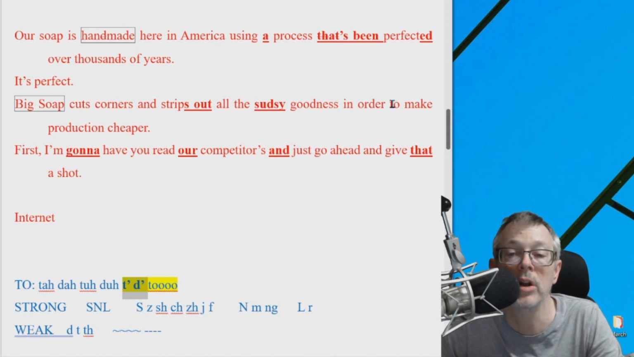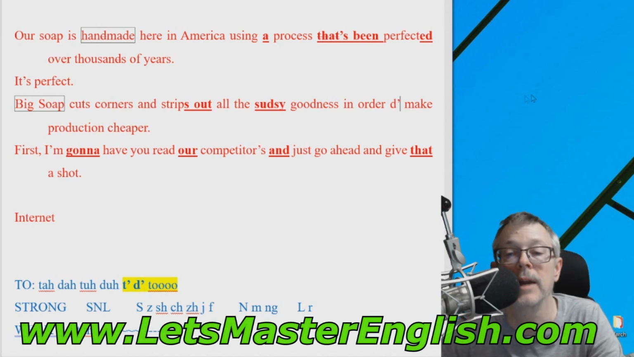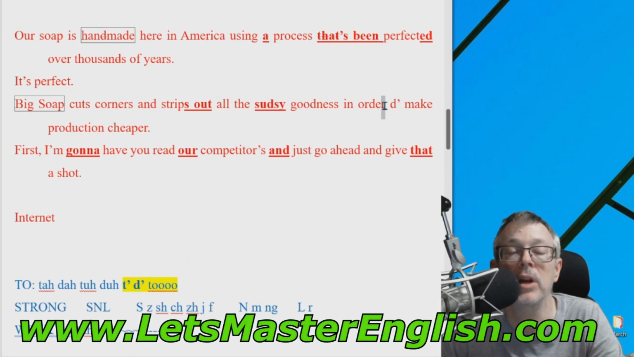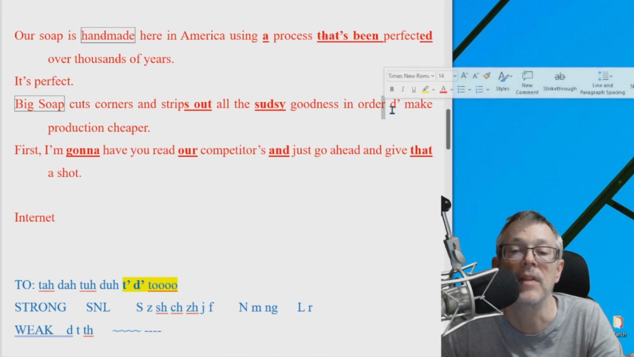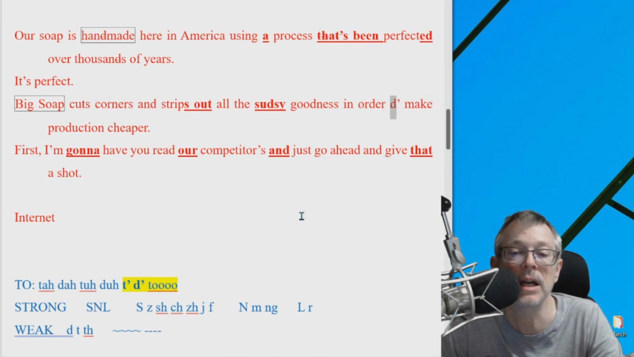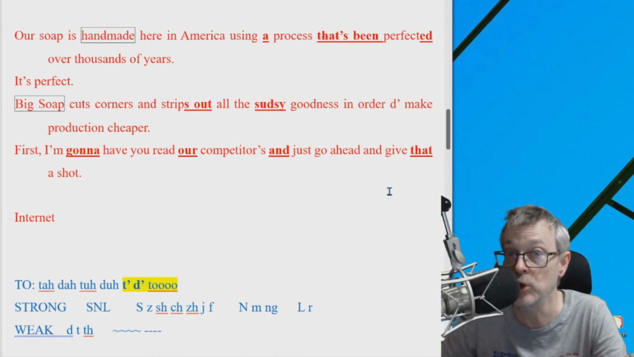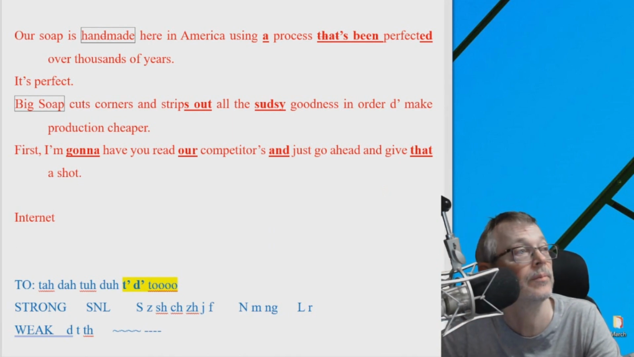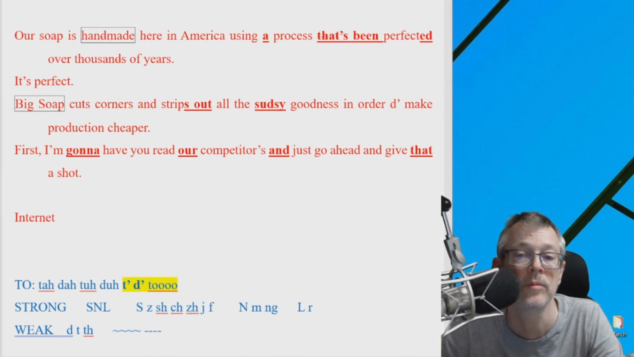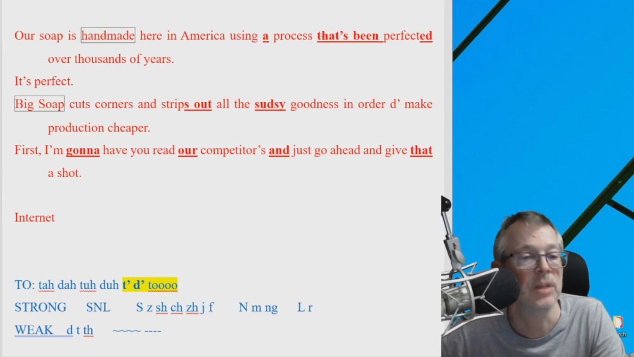Okay, and that's what we have here. In order to, that's going to be a duh sound. Okay, and that's what we hear, a duh. Typically if the T is vibrated, then it's going to be a duh, a vibrated sound. If it's aspirated, it's typically going to be a T sound. Not always, but usually that's the case. All the sudsy goodness in order to make production cheaper.